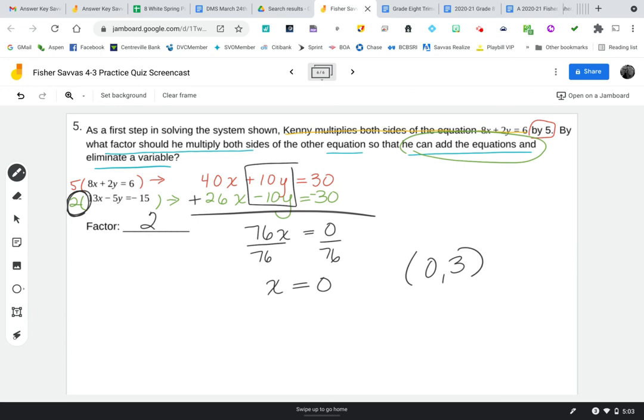But again, that's not what you were looking for at all. All they wanted was the factor. So when you have a problem like this on the quiz, again, you're not looking to solve it. You're just looking for the factor that you should multiply by.